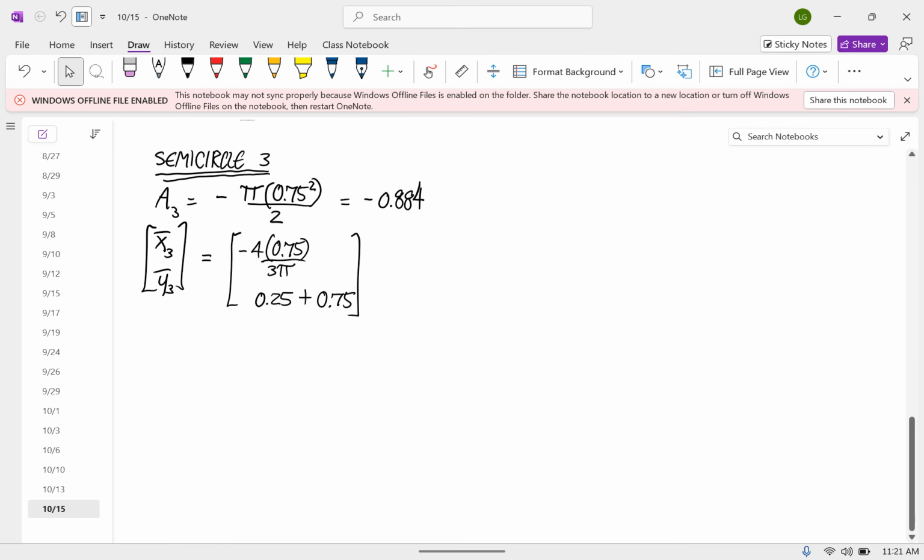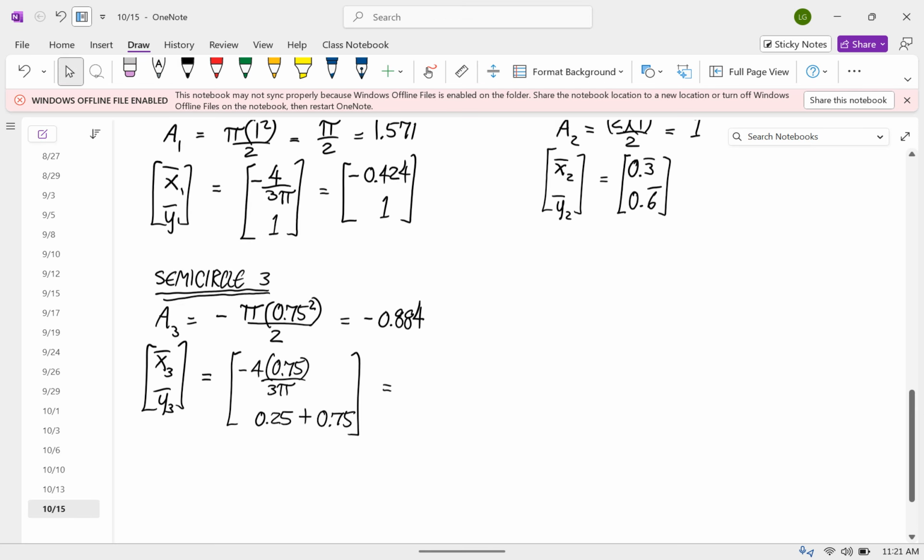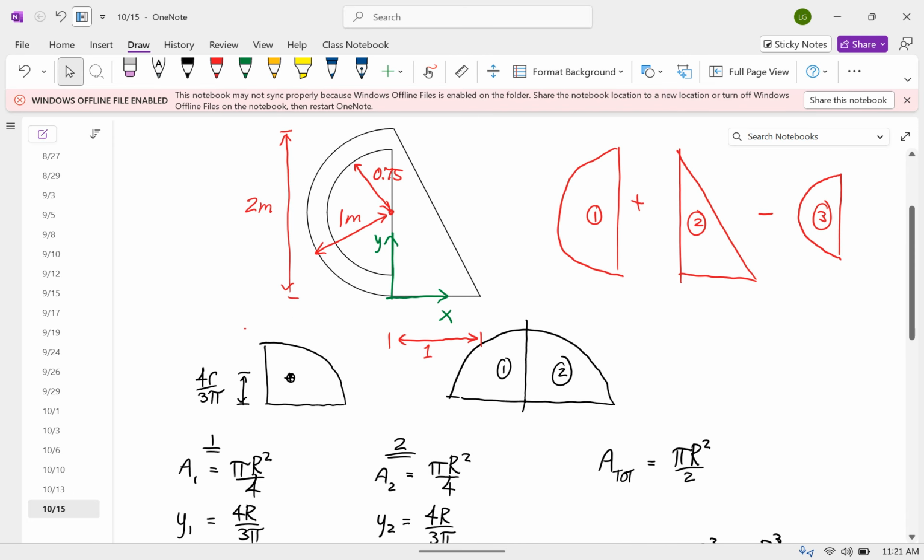So for that one, I understand this 0.25, but then why did you add the whole 0.75? Because it's 0.75 from the bottom of the semicircle to the centroid. But where the origin is, you have to go up 0.25 before you even get to the bottom of the semicircle. Okay, because it's not just the distance from an edge that matters, it's the distance from your origin that matters. Okay.